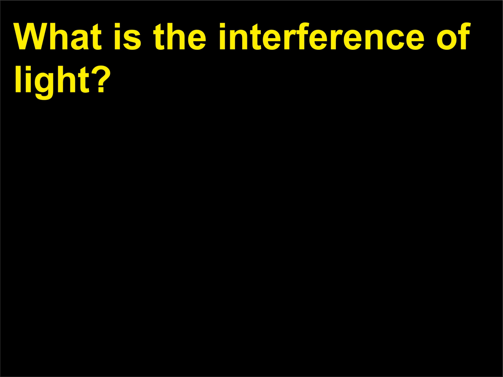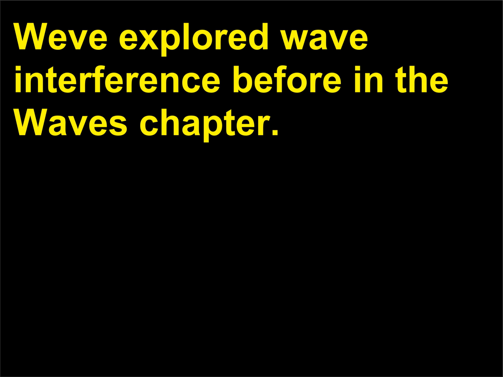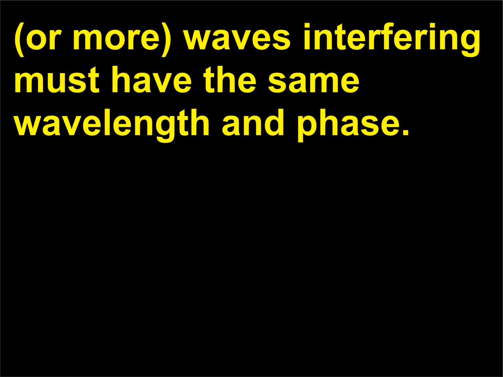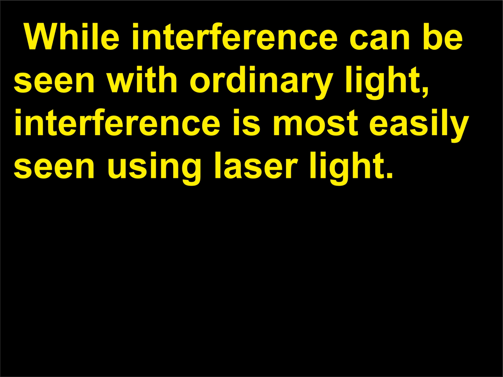What is the interference of light? We've explored wave interference before in the waves chapter. The key to the interference of light is that the two, or more, waves interfering must have the same wavelength and phase. While interference can be seen with ordinary light, interference is most easily seen using laser light.